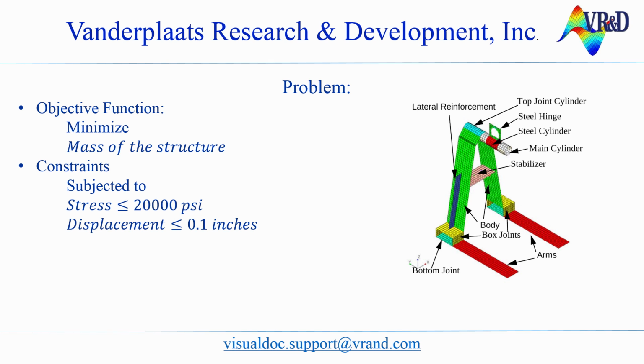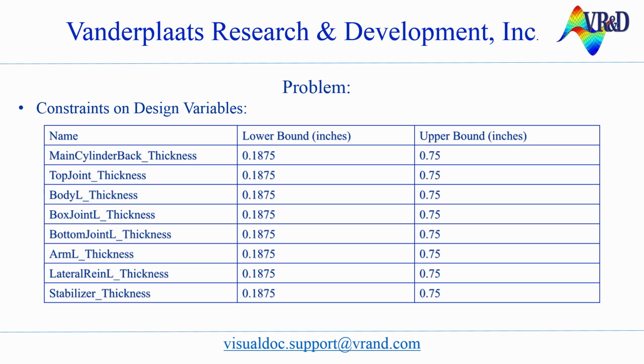Here, the objective function is to minimize the total mass of the pallet lifter. It is subjected to constraints. Stress should be less than or equal to 20,000 psi and the displacement should be less than or equal to 0.1 inches. The design variables are the thickness of all the components except steel hinge and steel cylinder. The lower bound for all the design variables is 0.1875 and the upper bound is 0.75.